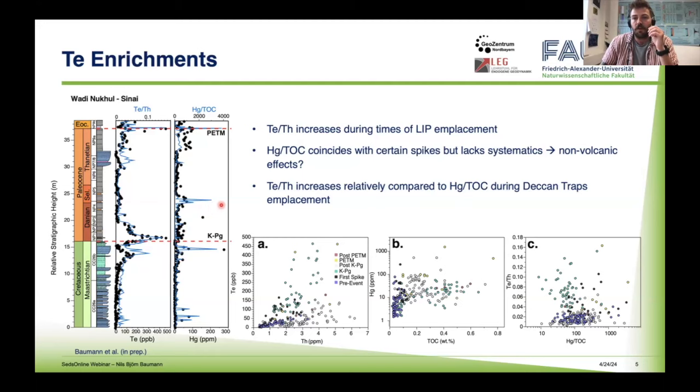And so what that tells us is that there are either non-volcanic effects at play for mercury, or it's recording non-LIP volcanism. And so that's not what we want. Now, just as a last thing to show, when you look at panel C here, it's also very interesting that when we look at tellurium-thorium ratios against mercury-TOC ratios, in this blue phase, which marks the KPG interval, and also in the black phase that marks the first spike, and the yellow, which is the PETM, we always get a relative increase of tellurium-thorium over mercury-TOC.